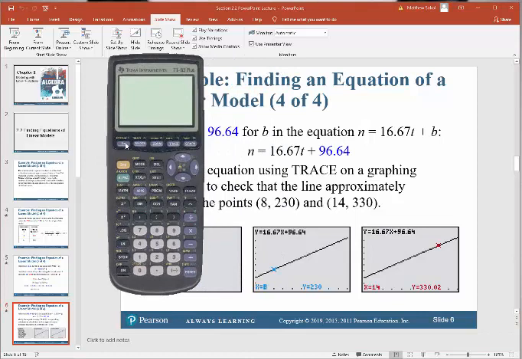So what I'm going to do, I'm going to take my graphing calculator. I'm going to hit y equals, all right? So remember, y is my n. So it's 16.67 times t, which is just my x variable, plus 96.64. So I'm going to graph this.